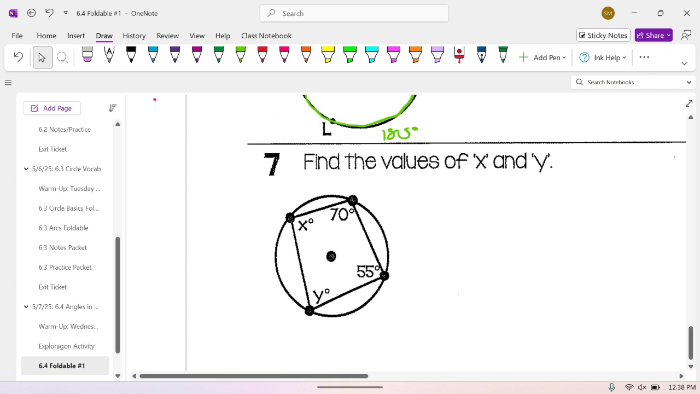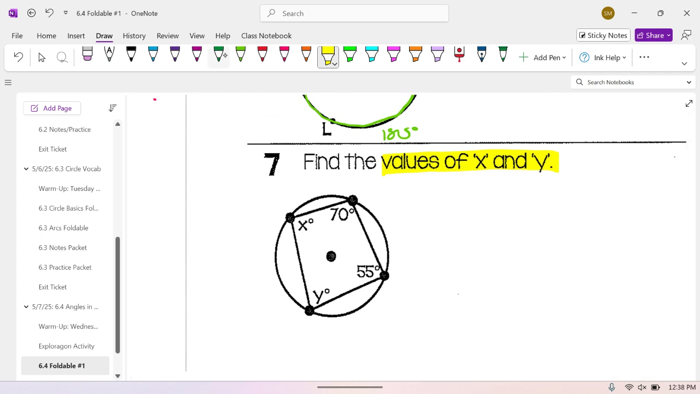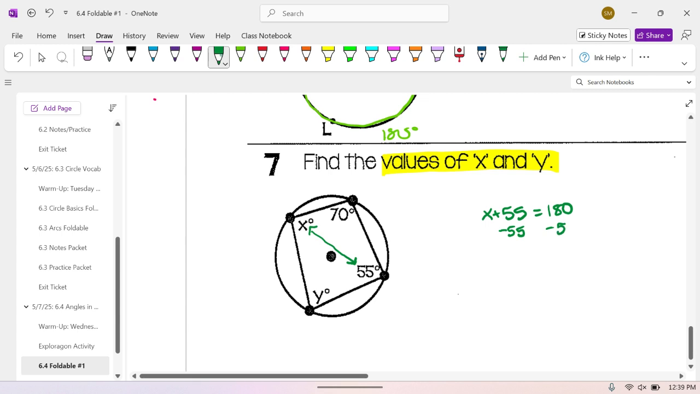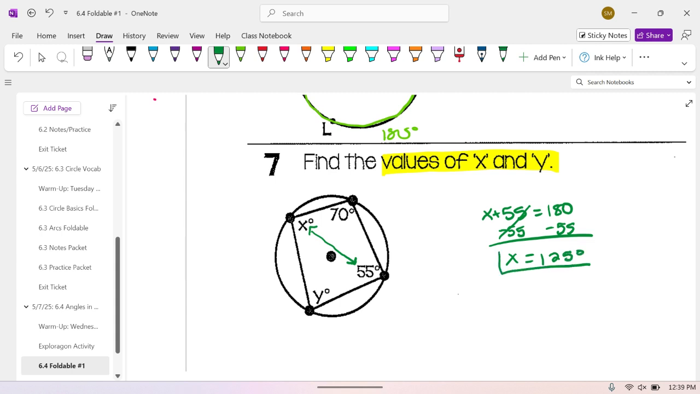guys, we're almost done. Now, we're going to find the values of x and y. First off, do we have enough information to find x and y? Yes. How can I find x? It's diagonal from 55. Thusly, I would do what? X plus 55, and it'll equal what? 180. They're supplementary. So I'll subtract 55 from both sides. X is equal to 125 degrees.